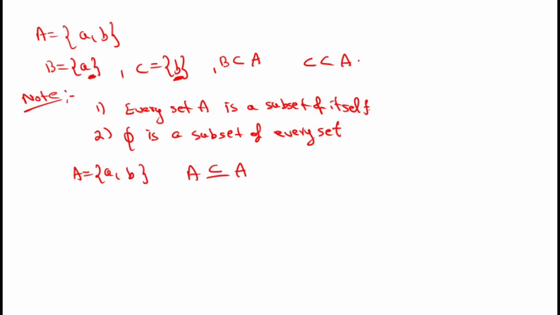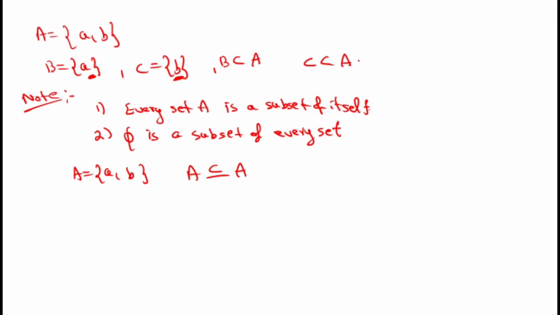Why? Because see here, A is in A, B is also in A, right? Every element of A belongs to A. Or you can say that every element of A is in A. By this logic, you can say that a given set is a subset of itself. The second one: the empty set is a subset of every set. Okay, since the empty set has no element, we are assuming that the empty set is a subset of itself.